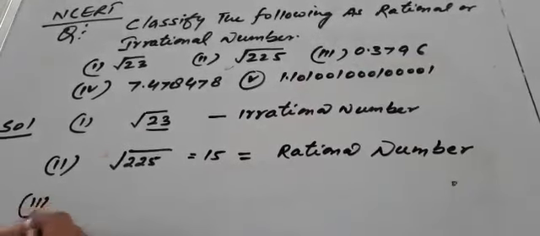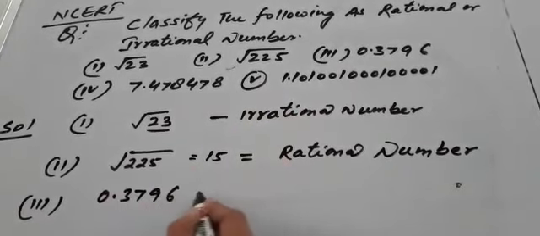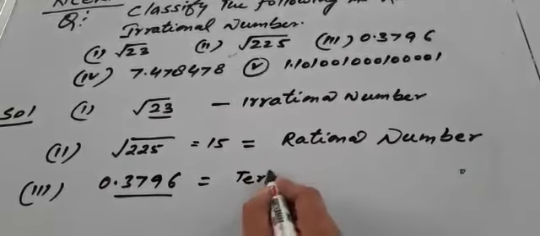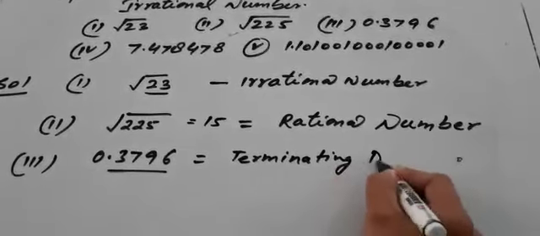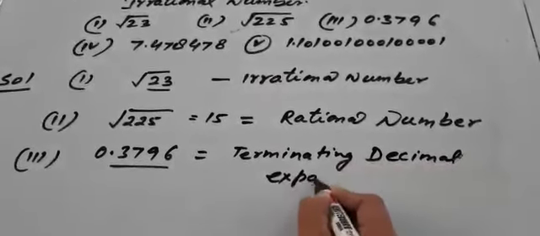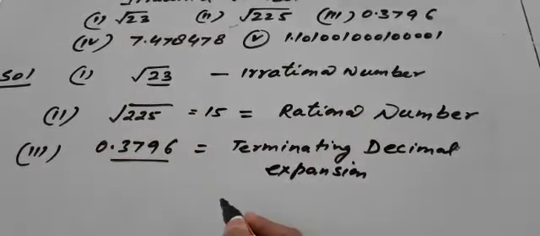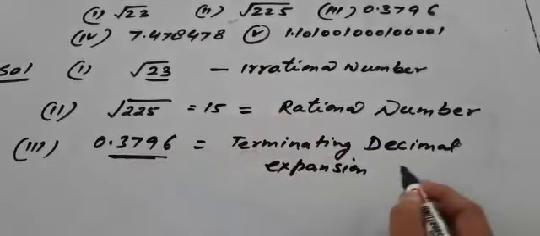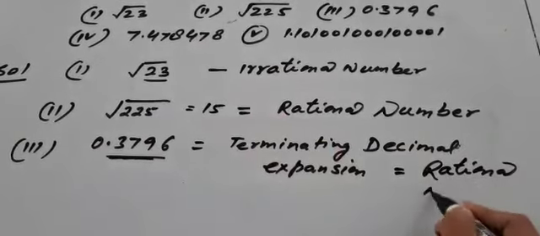Third one, you have 0.3796, and this is a terminating decimal expansion. And you know by the definition of a rational number, a terminating decimal expansion is a rational number. It means this will be a rational number.